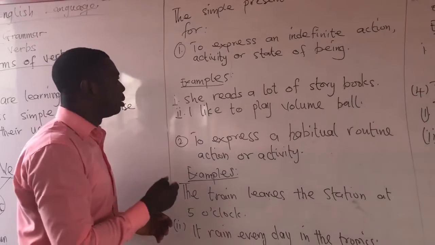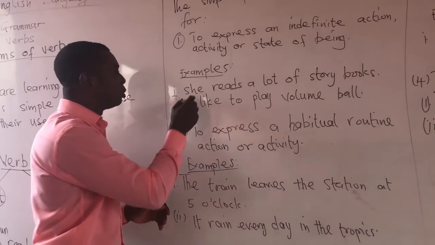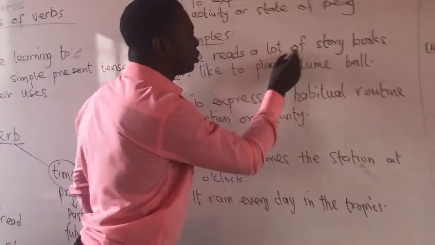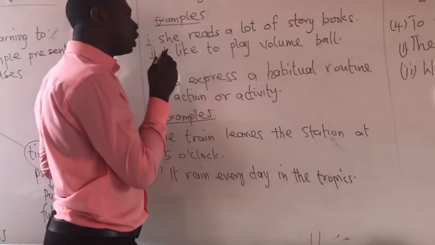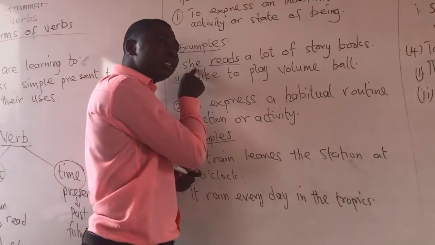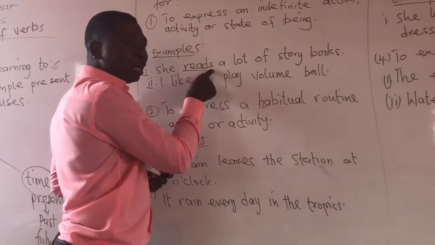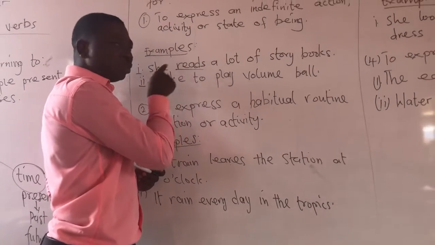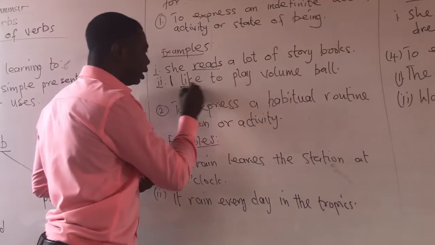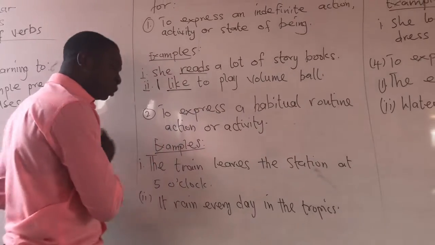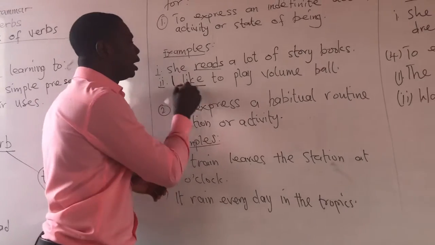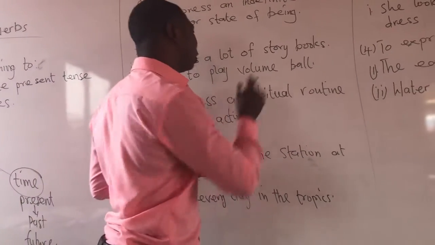Let's take our examples. First example: She reads a lot of story books. You see, I'm adding s to the verb read. So the verb here is reads. Because I'm using the pronoun she, I added s to the verb. Now I'm using I, and like is the verb. I will not add anything to it, as we said. You don't add any s to the verb when you are using I or we. So, I like to play volleyball.